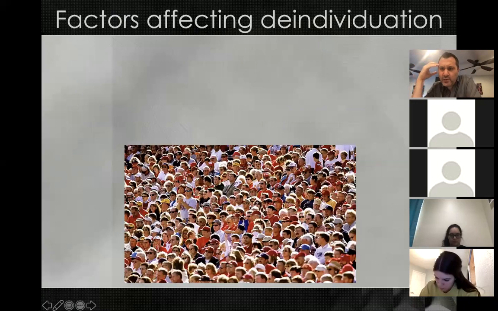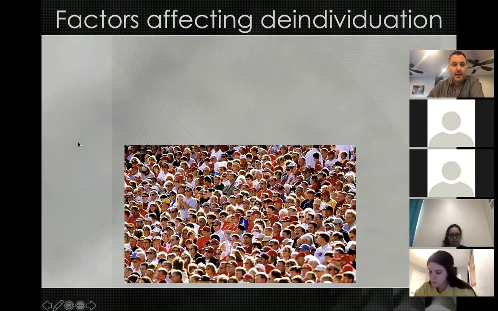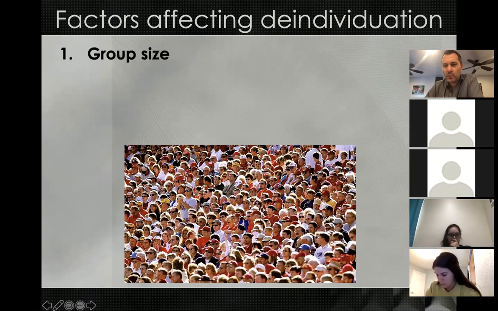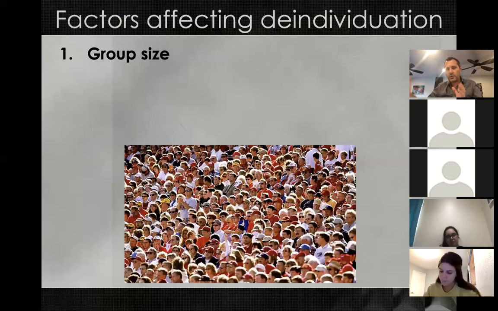So I guess maybe the question then is, what are the factors that cause people to enter into this de-individuated state? There are three main factors that psychologists have identified that increase the likelihood that people will become de-individuated. And the first one, and maybe the most obvious one, is that of group size. In other words, the larger the group that you find yourself in, the more other people there are there, the more likely you are to enter this de-individuated state.